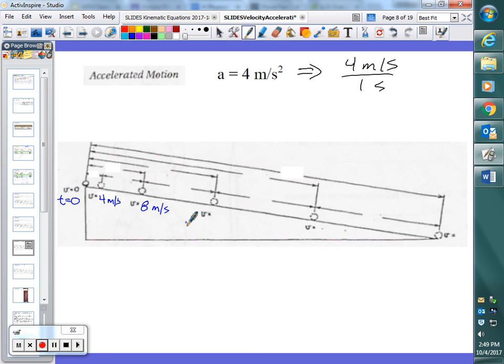Right? Next, 1 second later, how fast is it going to be going? It's going to be going 12 meters per second. 1 second after that, how fast is it going to be going? 16 meters per second. And then finally, at the very, very bottom of the ramp, how fast is it going to end up going? 20 meters per second. Okay? Good there?